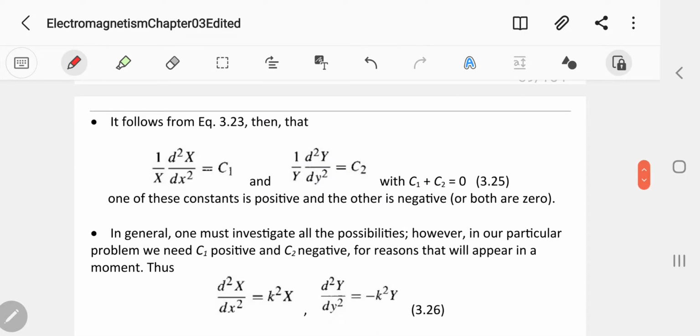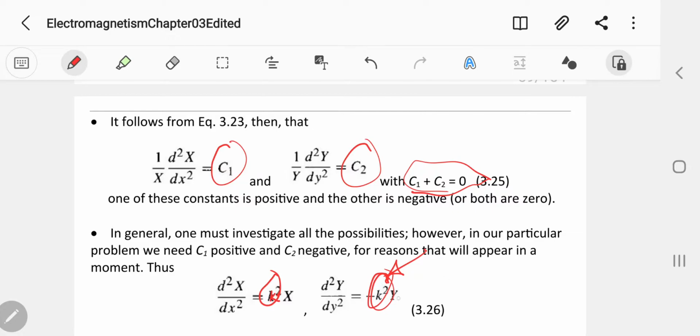In this case, we can let this one and this one be our constants, but they have to add up to 0. And of course, with the look of the differential equation, it's a second order differential equation. We can set the constants to be k square and negative k square. They add up to 0, but they are assigned here: k square for x because x is bounded only at one side, and negative k square for the y, because both sides are bounded.